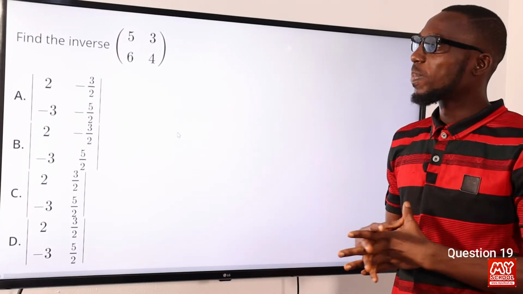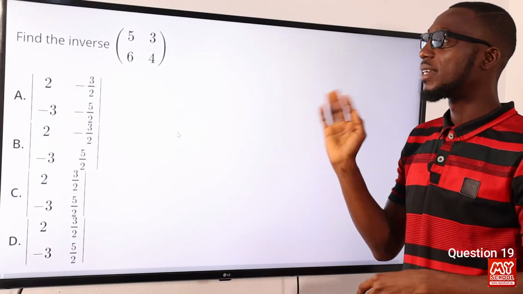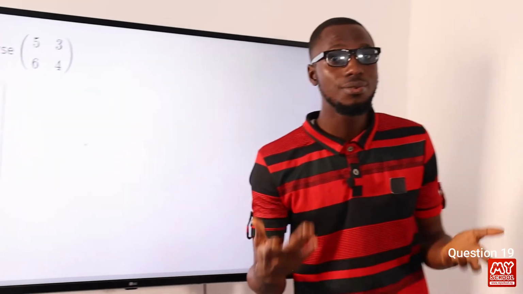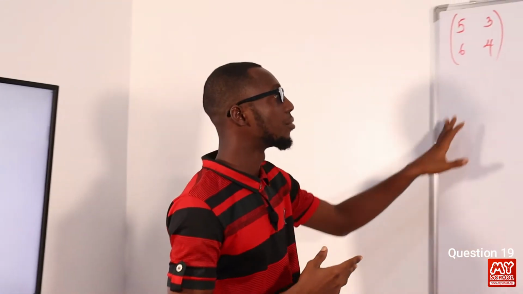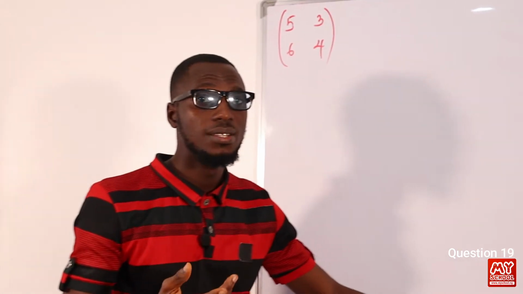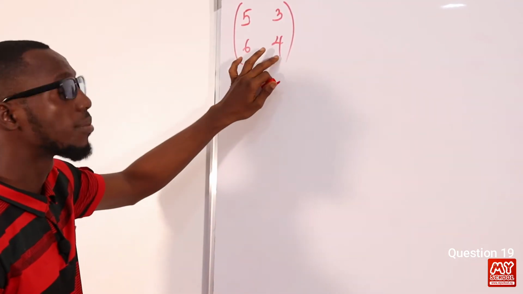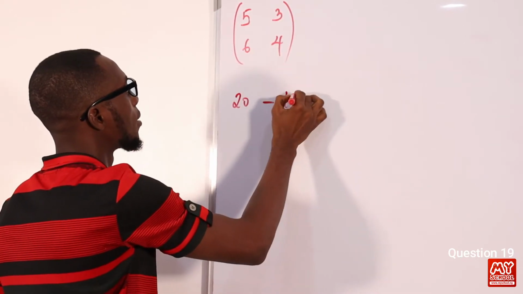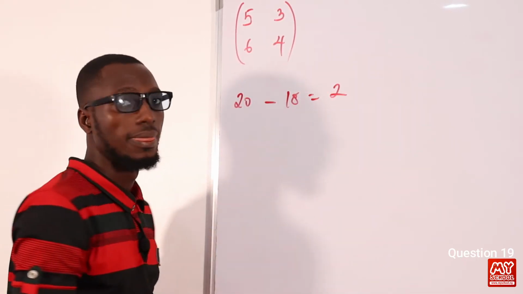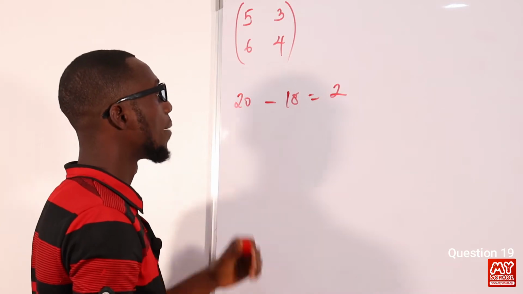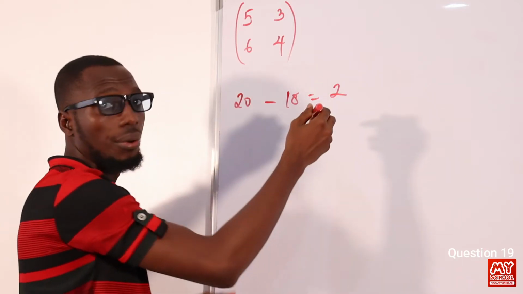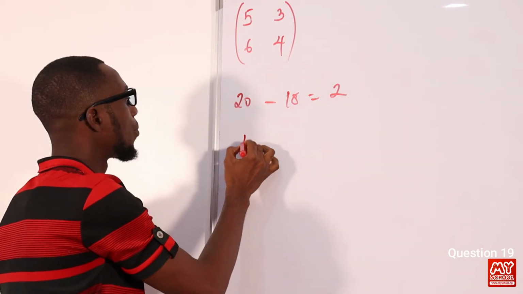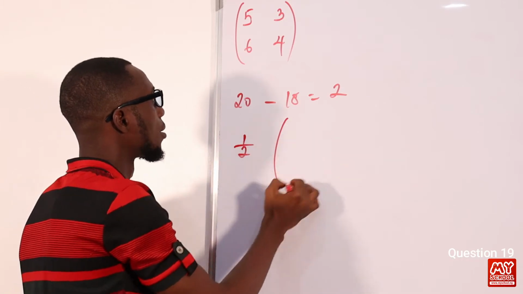Question 19. Find the inverse of [5 3; 6 4]. To do that, the first thing we have to do is to find the determinant. That is 5 times 4, which is 20, minus 6 times 3, which is 18, that is 2. So this implies that the inverse now will be 1 over 2.